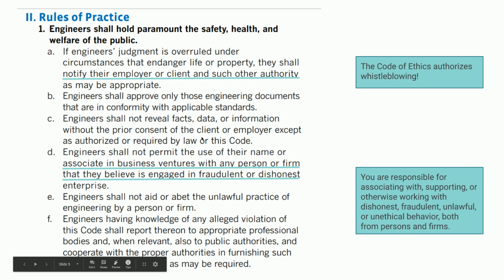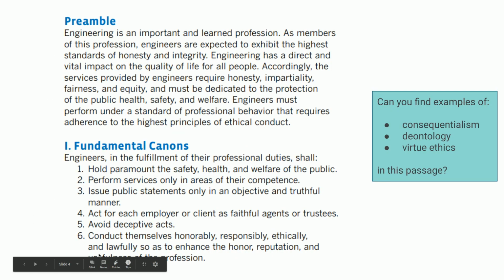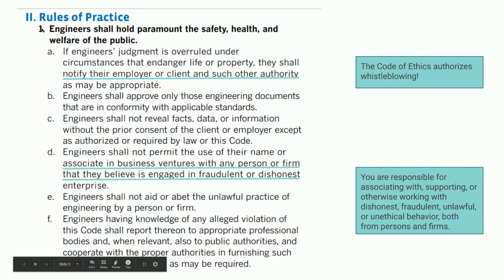So I don't want to read everything in the Code of Ethics, but I just want to point out a couple of things. Some of these we've already seen before. The way that the Code of Ethics is structured is that there are the six fundamental canons, and then each of these six canons forms one of these rules of practice. So the first canon, again, is engineers shall hold paramount the safety, health, and welfare, and so there's some explanation. A through F explains to some extent what they mean by hold paramount the safety, health, and welfare.